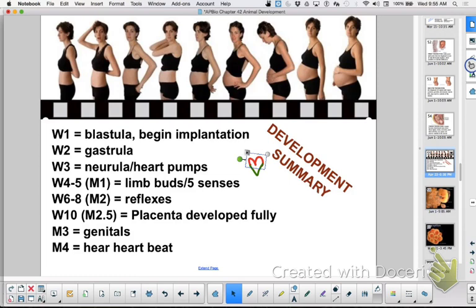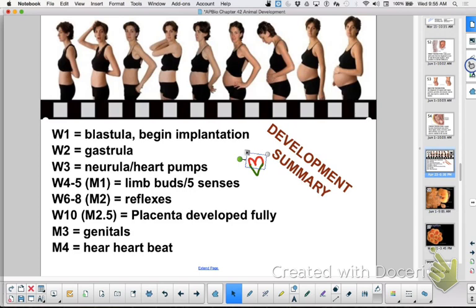Weeks 4 and 5, which is in month 1, you have limb buds and your senses. You have more senses than that, I'm just putting this on here. Week 4, how many limbs do you have? 4 limbs. And you're probably familiar with 5 senses, but there are more than that. So limb buds and senses. By weeks 6 through 8 in month 2, the baby starts to show reflexes. They respond to sound.